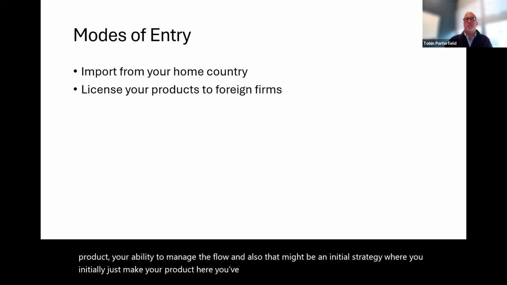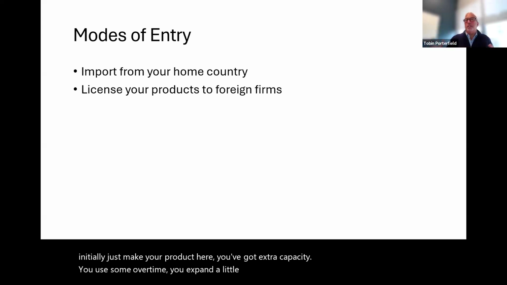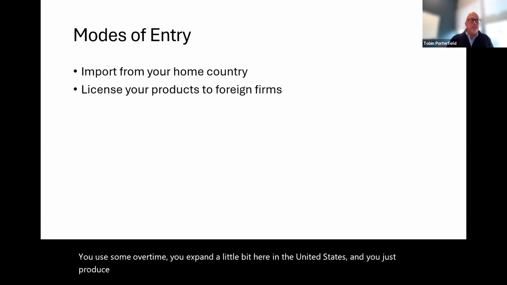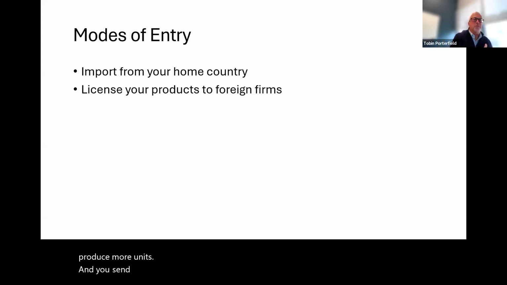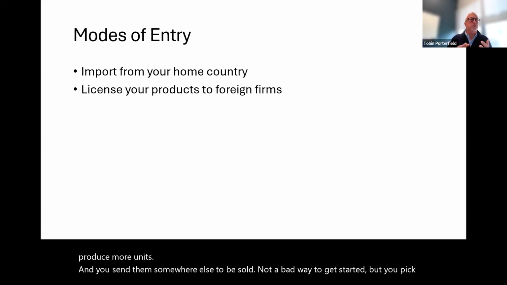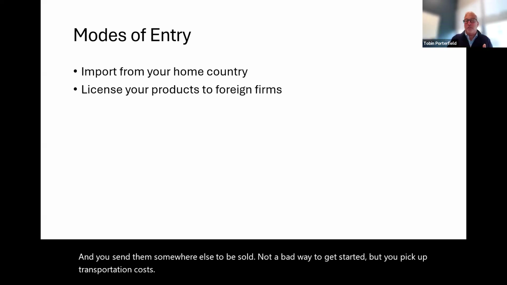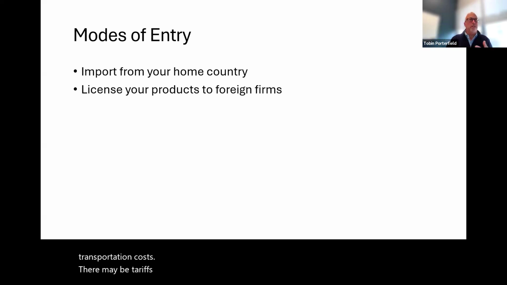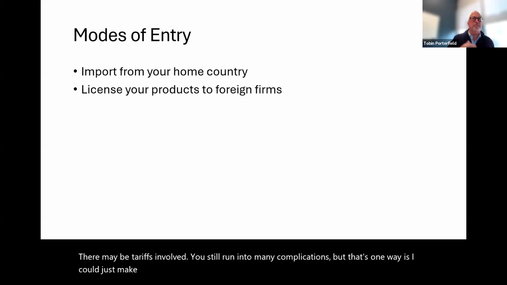And that might be an initial strategy where you initially just make your product here. You've got extra capacity. You use some overtime. You expand a little bit here in the United States, and you just produce more units and you send them somewhere else to be sold. Not a bad way to get started, but you pick up transportation costs. There may be tariffs involved. You still run into many complications, but that's one way: I could just make it here and send it.